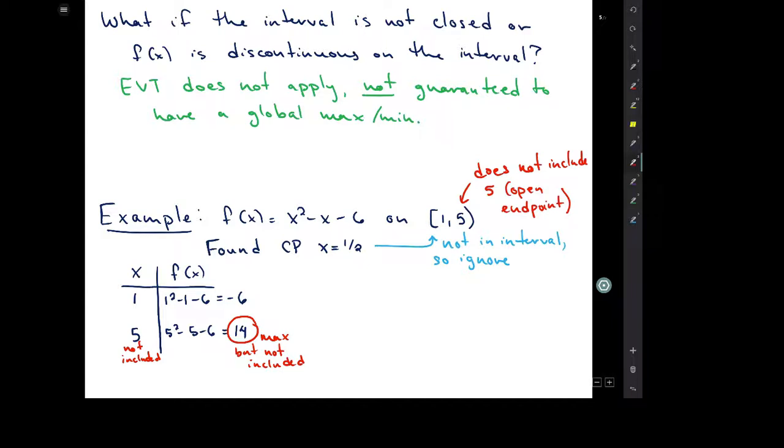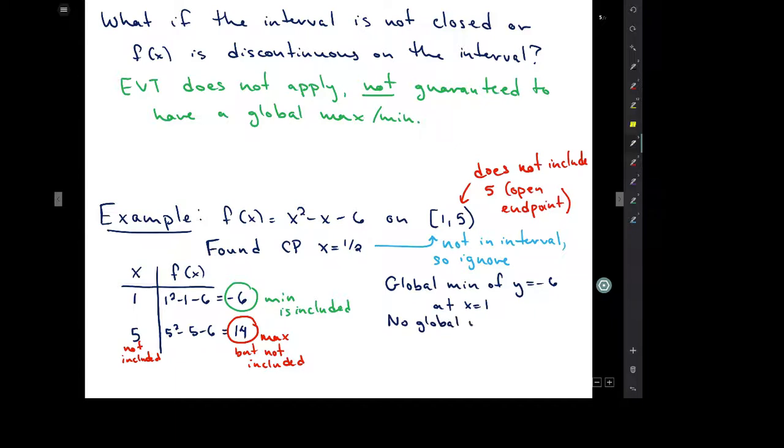I do have a minimum value of minus 6, and this point is included on my interval. So for this problem, I have a global min of y equals minus 6 at x equals 1, but I have no global maximum.